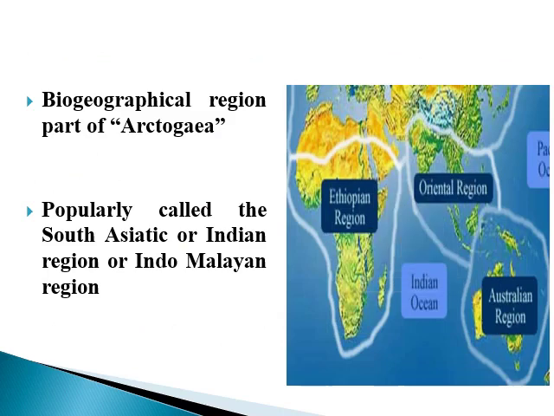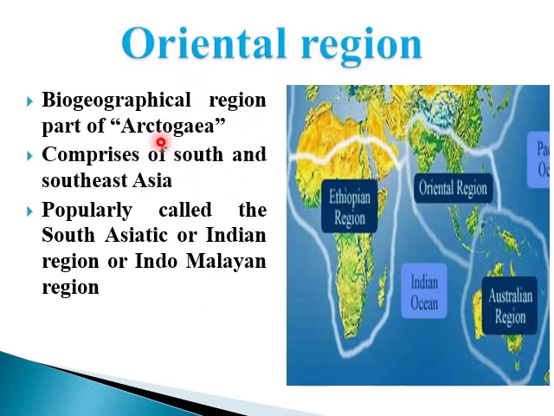Dear students, in 1868, Huxley divided the earth into two primary divisions, in which number one was called Arctogea. In Arctogea, there were about 4 different regions. Number one, Nearctic. Number two, Palearctic region. Number three, Ethiopian region. And number four was the Oriental region. On the other hand, the southern part of the world is called Notogea, in which two primary divisions were the Australian region and Neotropical region. Popularly, the southern part is called the South Asiatic or Indian region or Indo-Malayan region.